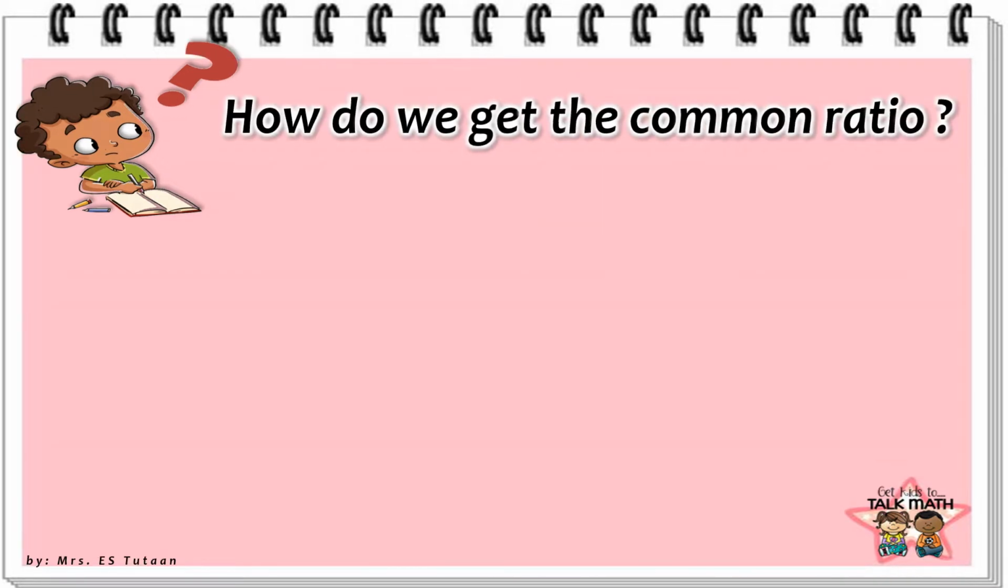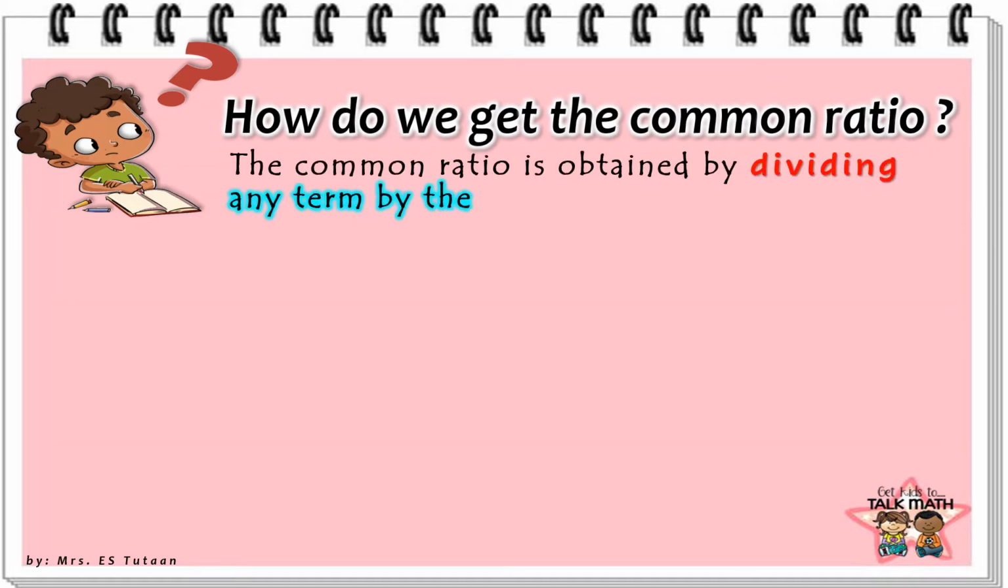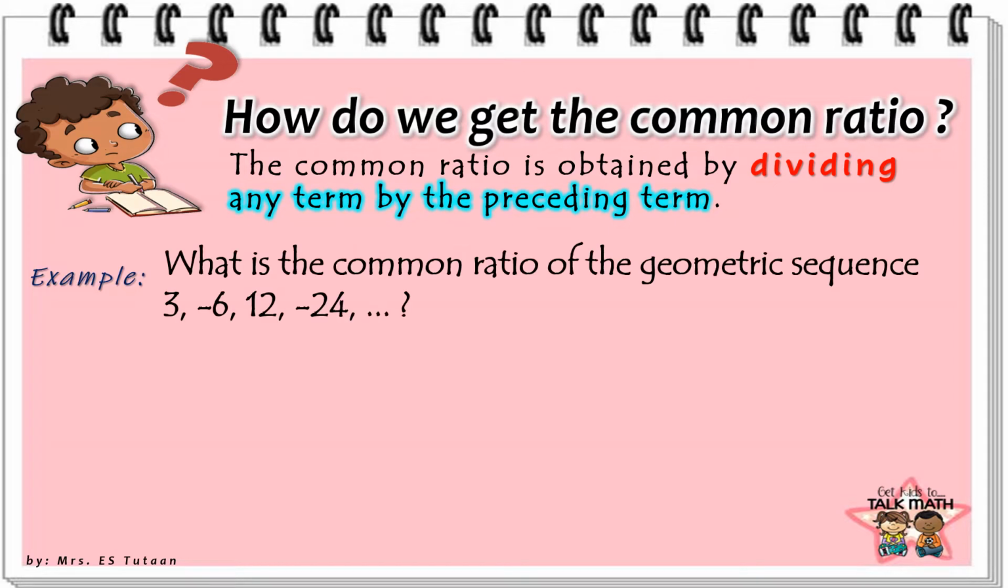How do we get the common ratio of the given geometric sequence? The common ratio is obtained by dividing any term by the preceding term. Pag sinabi nating preceding, yung sinundan na term. Okay, for example, what is the common ratio of the geometric sequence positive 3, negative 6, positive 12, negative 24, and so on and so forth?